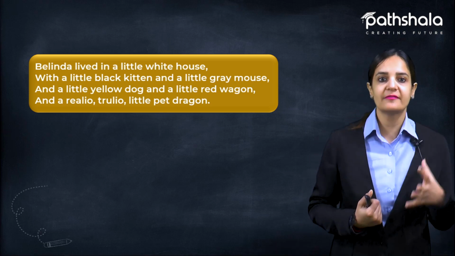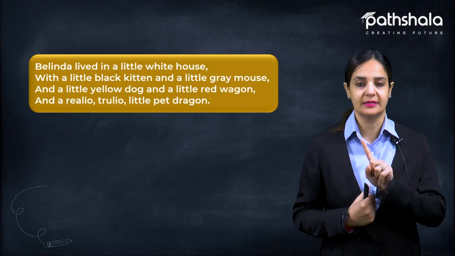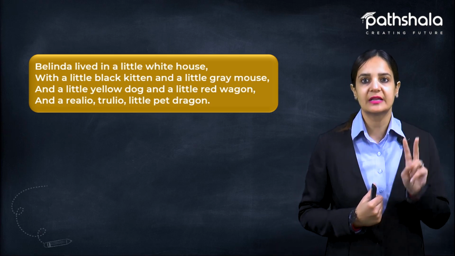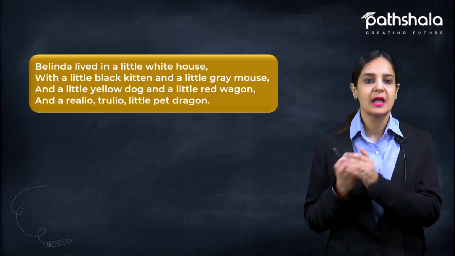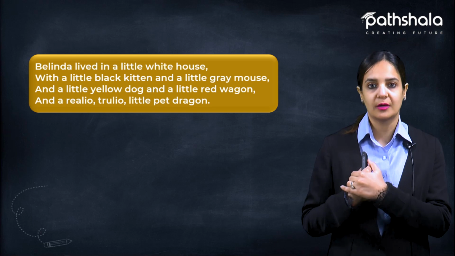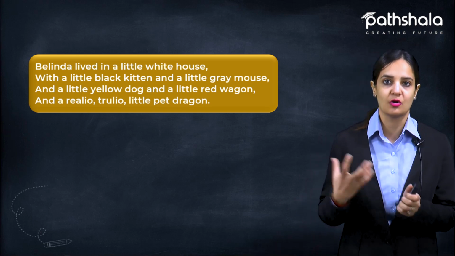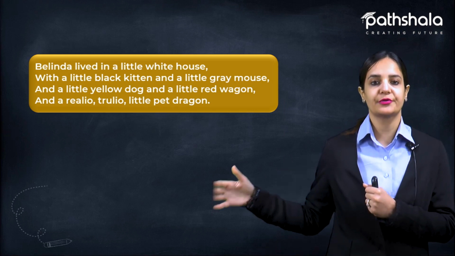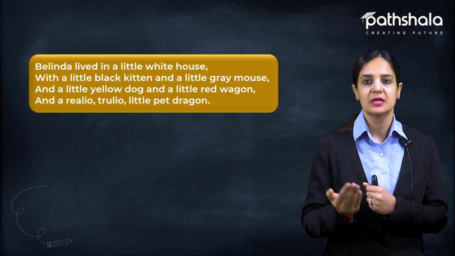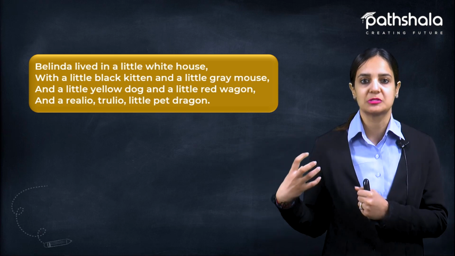She lived in a white house with a little black kitten. So the first pet was a black kitten. The second was a little grey mouse. There was a small little grey mouse and a little yellow dog. The dog was not actually yellow in color. You do not get dogs in yellow color, but the mustard color or the golden color of the dog is being referred to as yellow, a very goldenish brown skin.